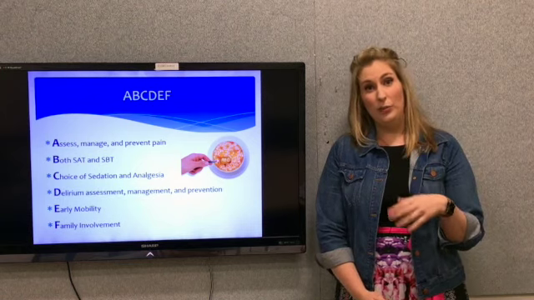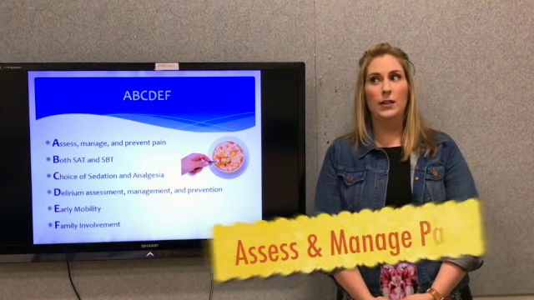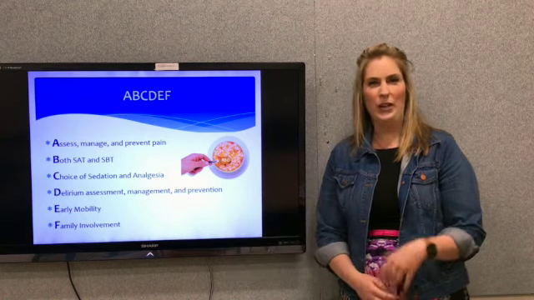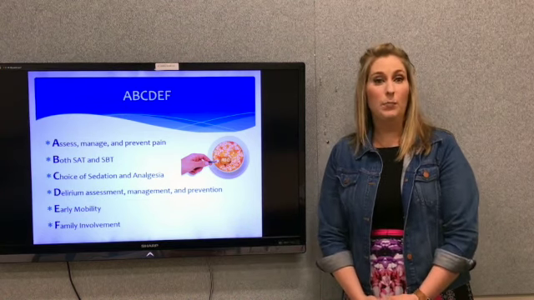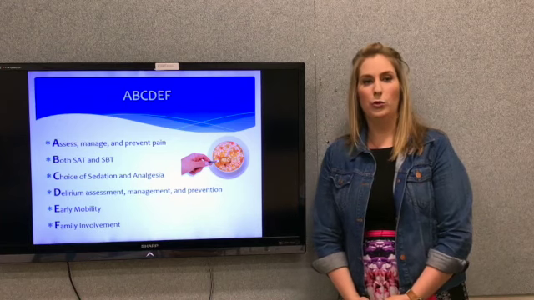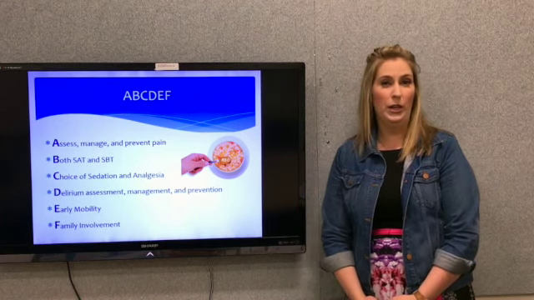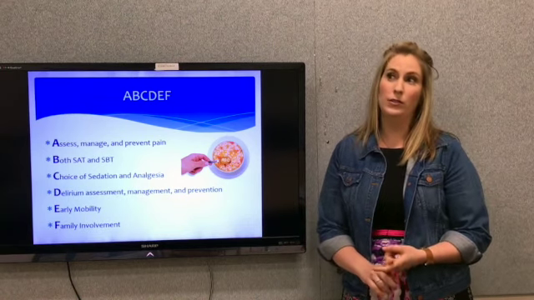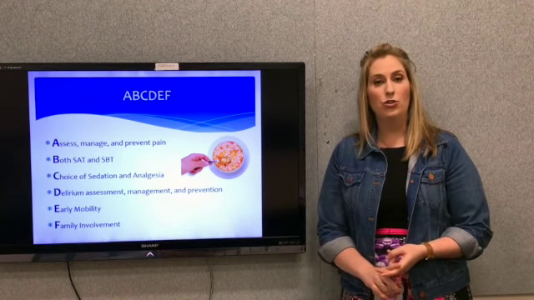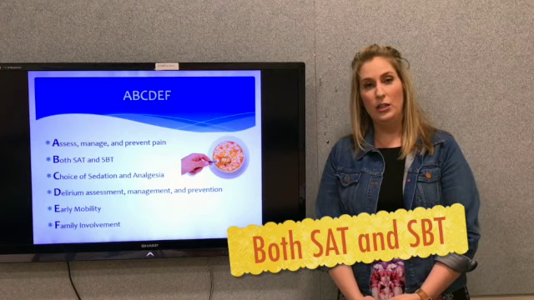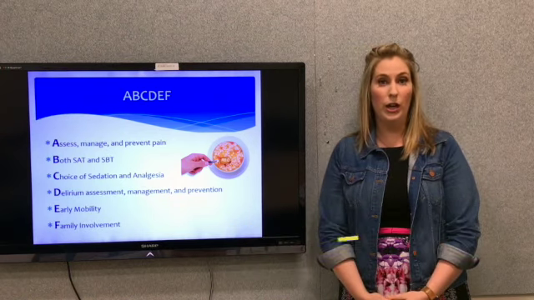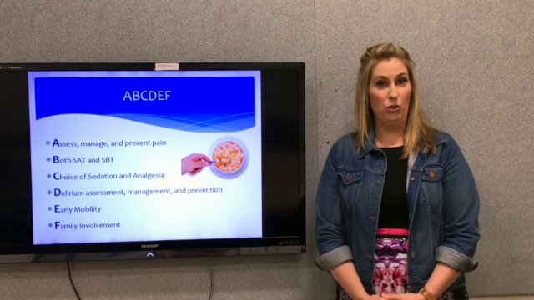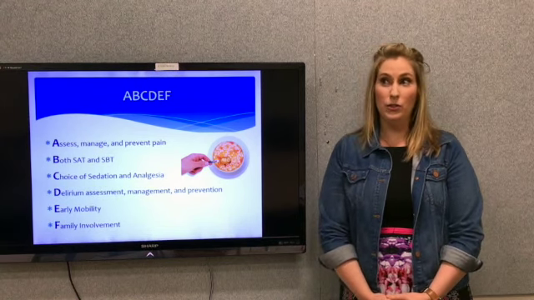To go through each element, A is to assess and manage and prevent pain using a numerical scale, so like 0 through 10, or a CPOT, which is a critical care pain observation tool in patients who are nonverbal. And we make sure we treat pain first. That stands for the A. B is making sure that both a spontaneous awakening trial and spontaneous breathing trial have been completed, which our facility has been doing. We're almost at 100%.